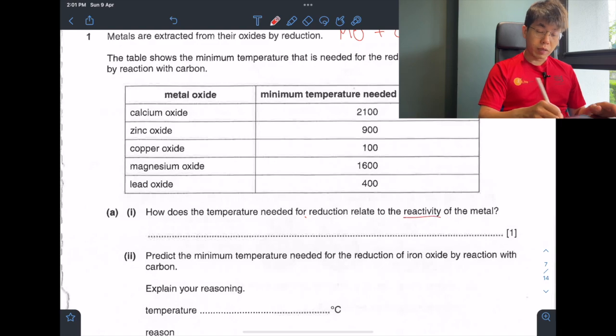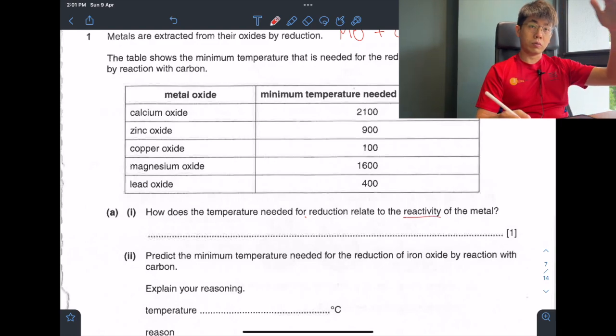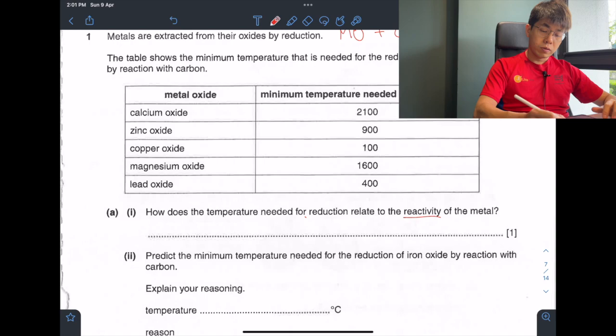So once we see the words reactivity of the metal, we know that we need to list out the reactivity series. So we're going to list them out.